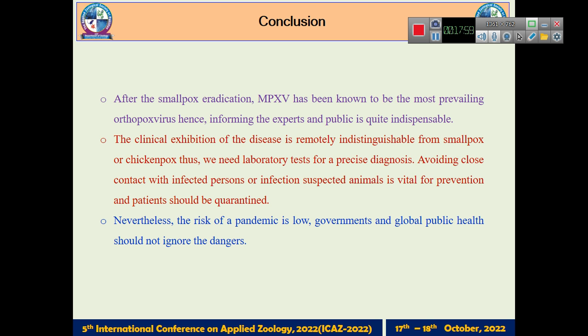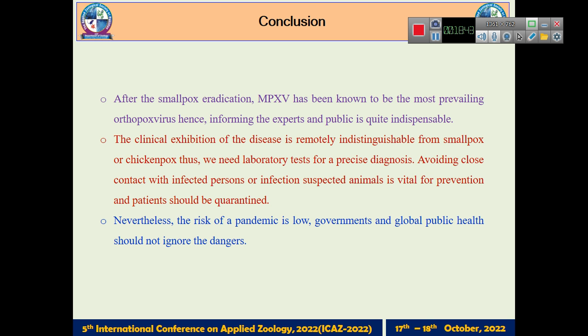Here we go. Eventually, we reach the conclusion. After the smallpox eradication, monkeypox virus has been known to be the most prevalent orthopoxvirus. Information for the experts and public is quite limited in this event. The clinical exhibition of the disease is almost indistinguishable from smallpox or chickenpox. Thus, we need laboratory tests for precise diagnosis.